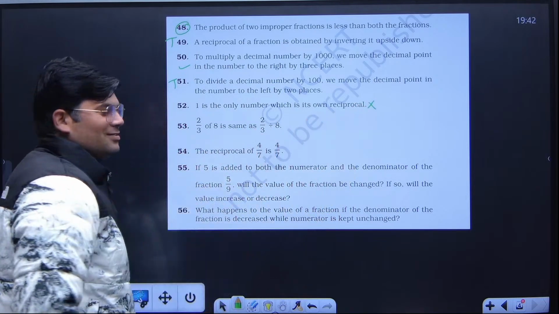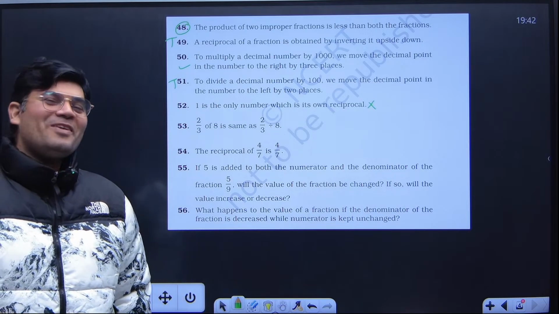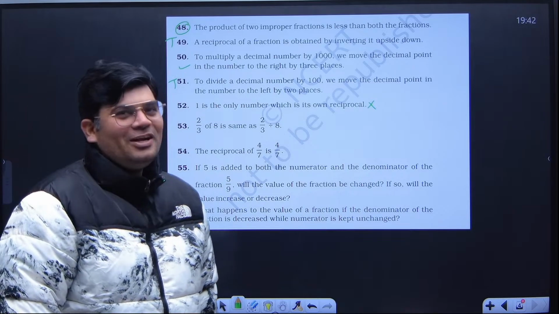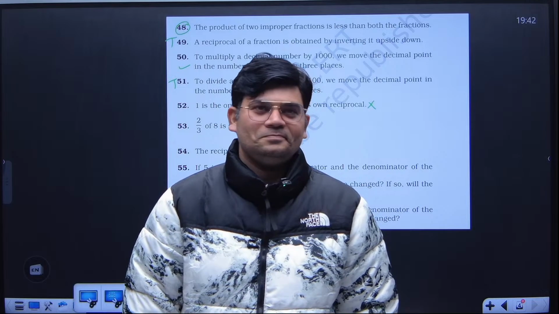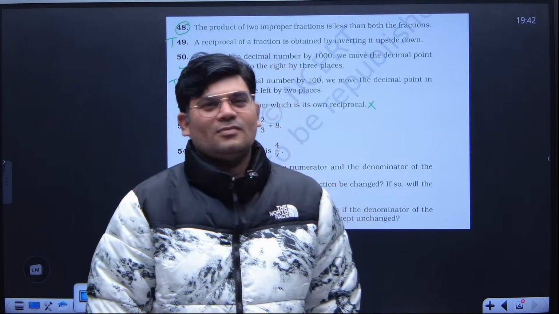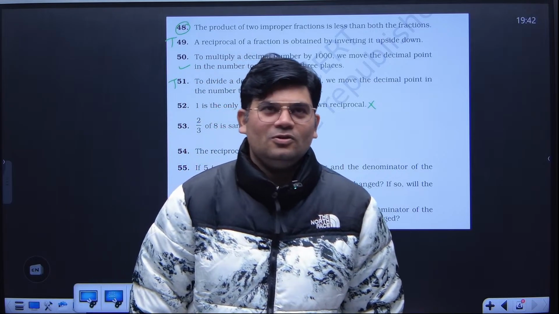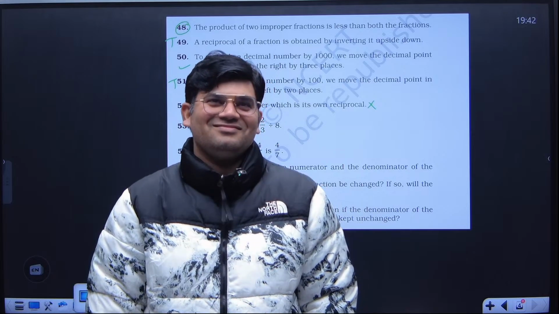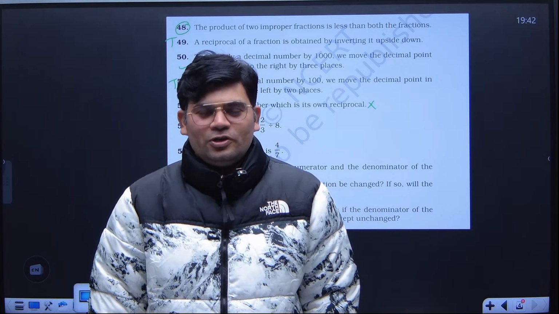Why false? 0 by 0? No. Come on, my dear, this is a huge mistake. 0 cannot be defined if you divide it by 0. 0 by 0 is not defined. It can be 2 by 2? No, but that's 1. Like 2 by 2 is 1.